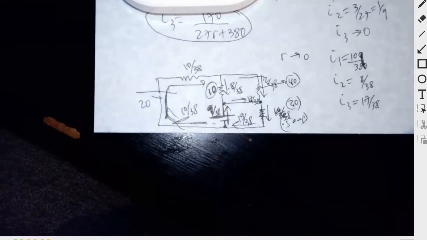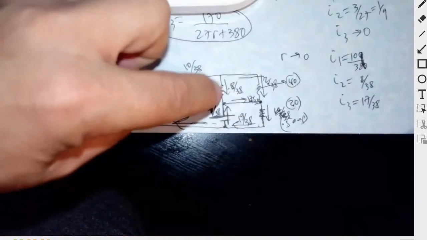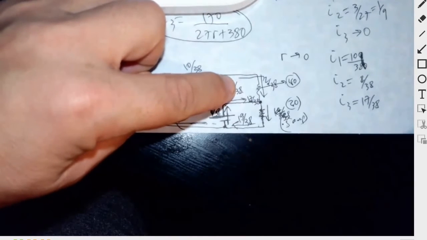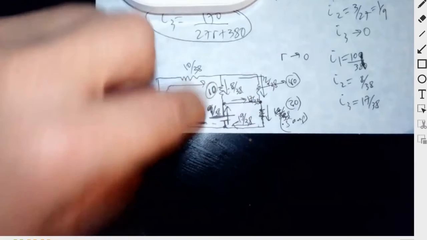Yep, you're right. So can we use that parallelness to figure out this answer? Can we say these two are in parallel and get their net resistance that way? Let's see here.